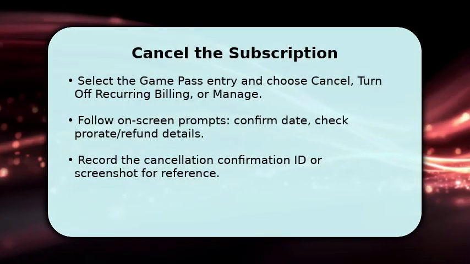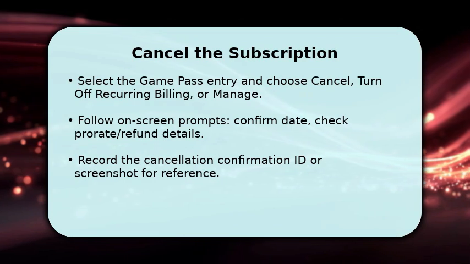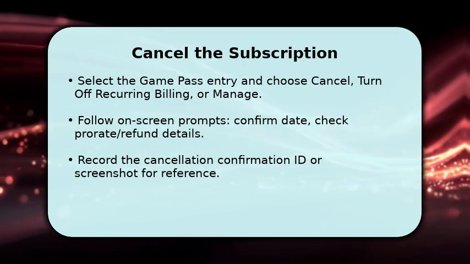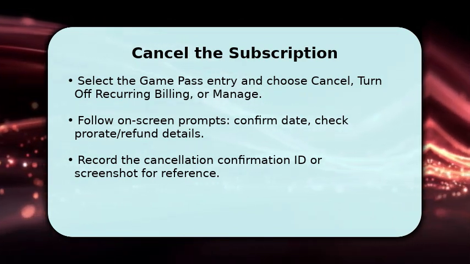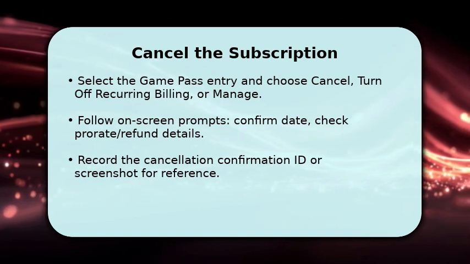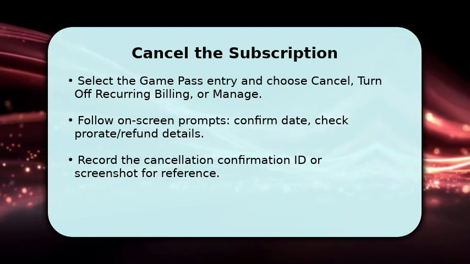You now cancel the pass by selecting the Game Pass entry and choosing Cancel or Turn off recurring billing. This stops future charges. Once you pick the option, follow the on-screen prompts and read the confirmation page carefully because it shows the final access date and whether any prorated refund applies.